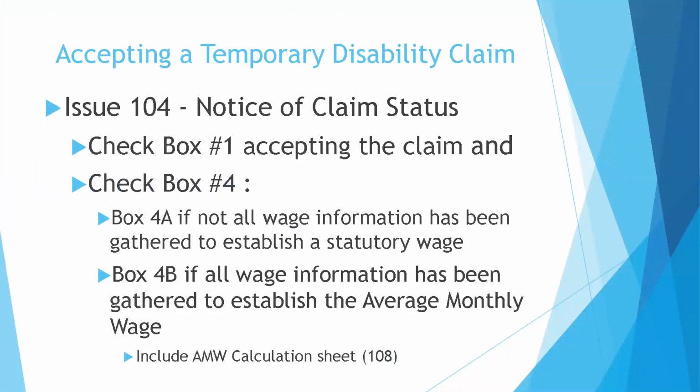If you mark Box 4A, you have 30 days to then get all of your wage information and submit it, marking 4B and the 108, which is the wage calculation sheet. You mark Box 4B if all the wage information has been gathered to establish the average monthly wage. And again, like I just said, you would attach the average monthly wage calculation sheet, or the 108.